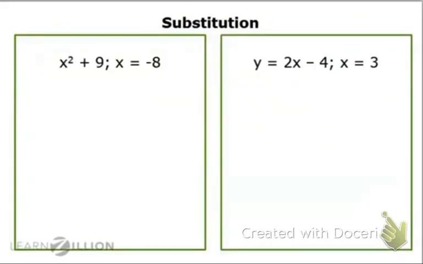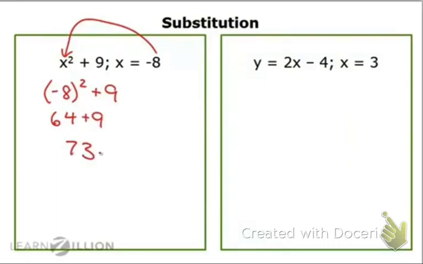Here we have two problems where we've used substitutions previously. In the first problem, x squared plus 9, where x equals -8, I'm going to substitute -8 for x. So I'm just going to plug it in. And typically when we substitute, we put parentheses around what we're substituting.